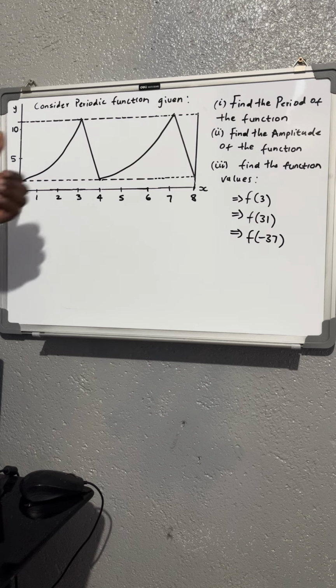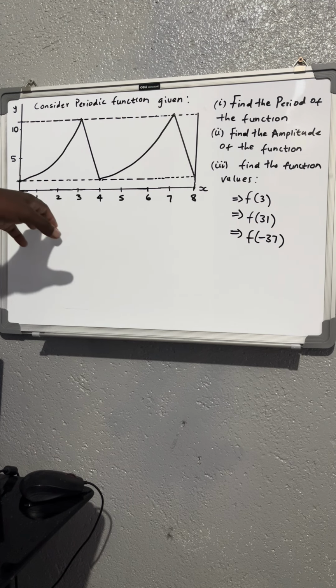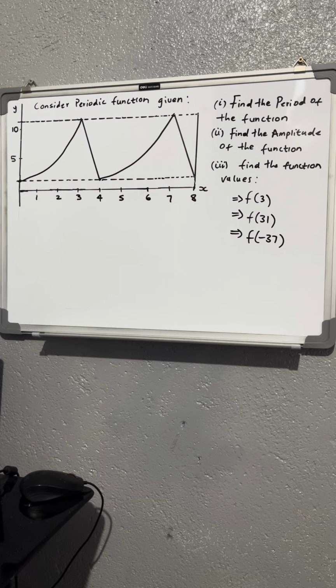Sometimes they can also give you a graph that's on the left-hand side, which means these values are all going to be negative. So you just have to work your way back, or work with what you currently have. So we're going to start with the first one.